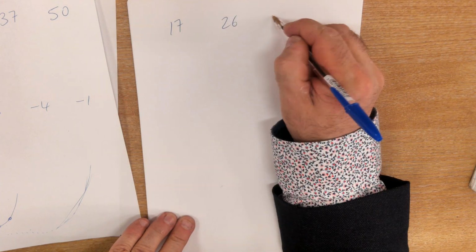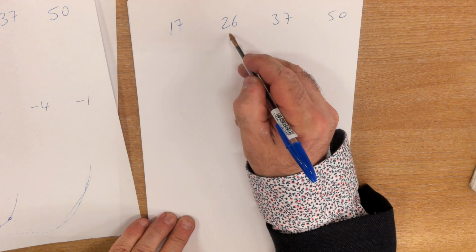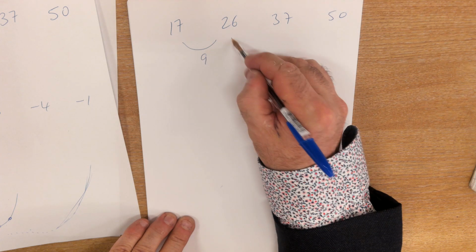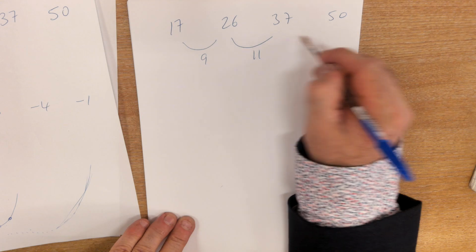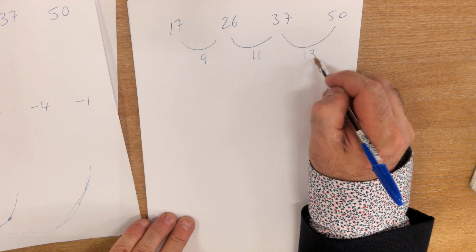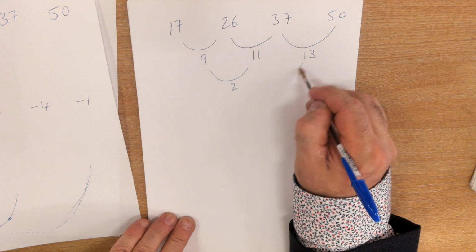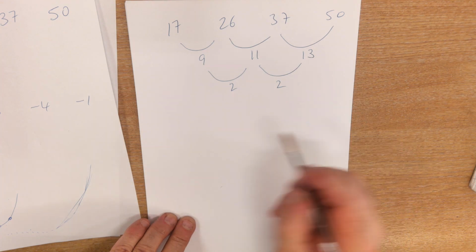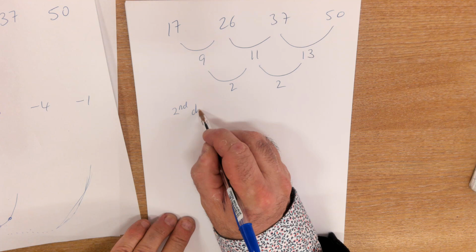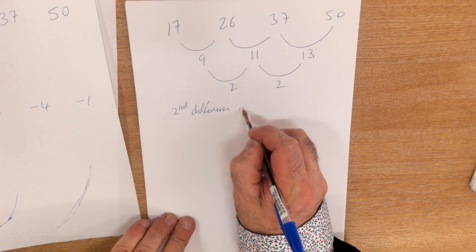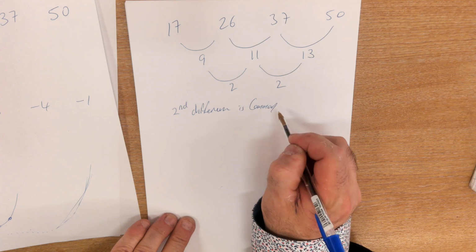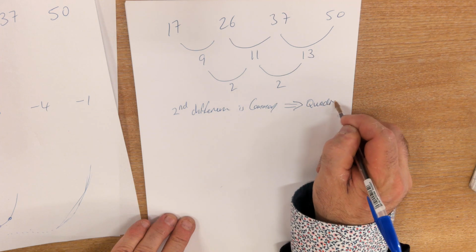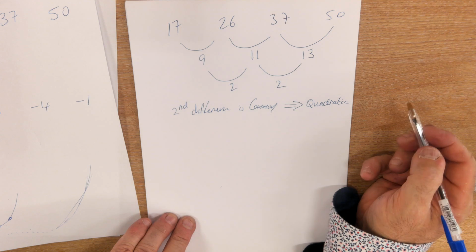17, 26, 37, 50. 26 subtract 17 is 9. 37 subtract 26 is 11. 50 subtract 37 is 13. Second difference is 2, and our conclusion here is yes, this is quadratic. And if you're asked for your justification in the exam, you say second difference is common, therefore quadratic. It's a quadratic sequence, which means it can follow an squared plus bn plus c.